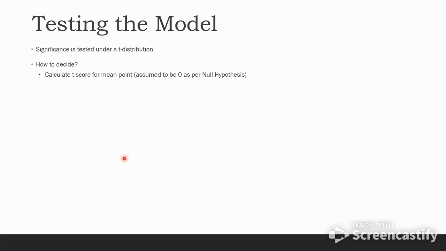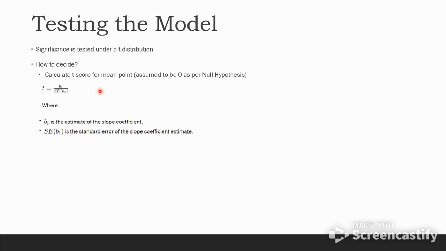And how is it done? It is done under a t distribution. So why is a z score not used, but a t distribution is used? That is for another presentation. But right now this is defined through a t distribution.